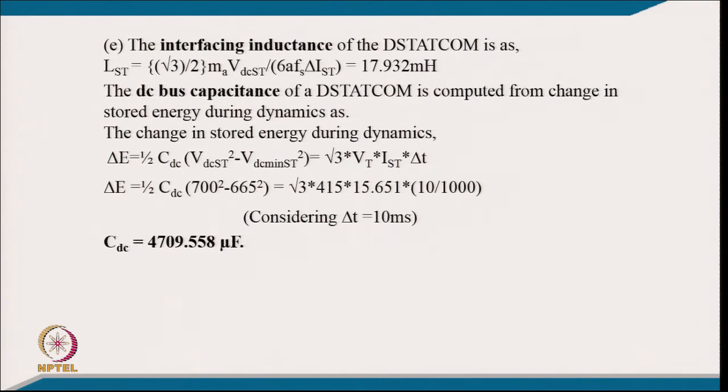And from this we can calculate the interfacing inductance, which requires Lst with this standard formula which we derived earlier, root 3 by 2 into m a Vdc upon 6 Fs into delta Is. So, that comes 17.92 millihenry and the DC bus capacitance of the DSTATCOM is computed from the stored energy dynamics as delta E equal to half C into Vdc square, and from this we get the capacitance value typically of 4709.55, considering that we will recover this energy in 10 millisecond or so.